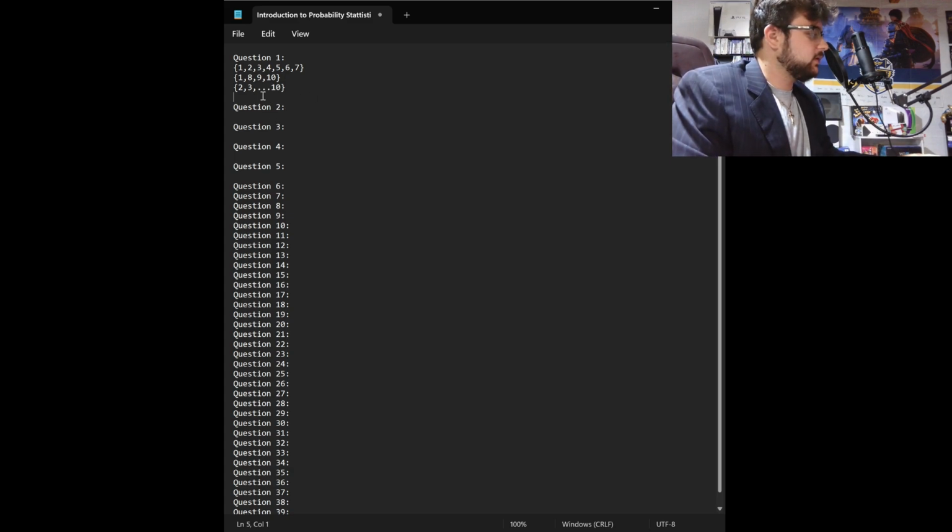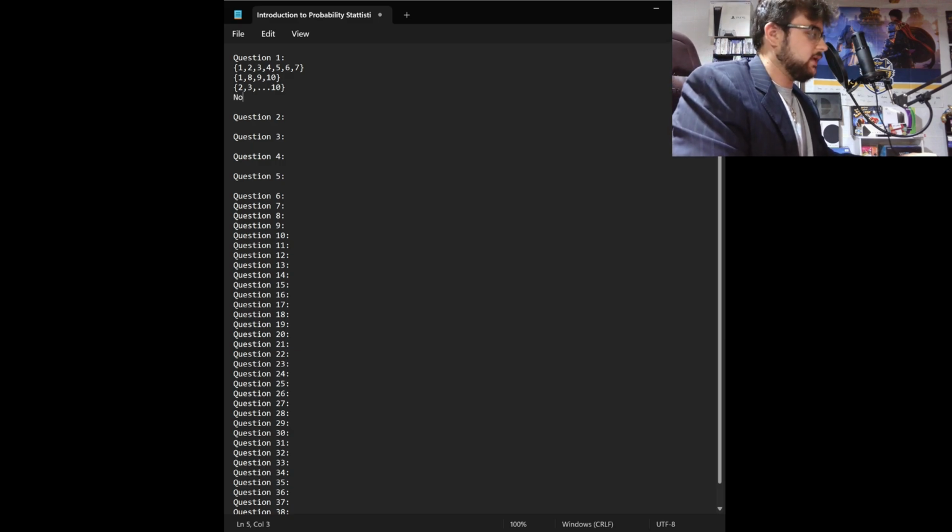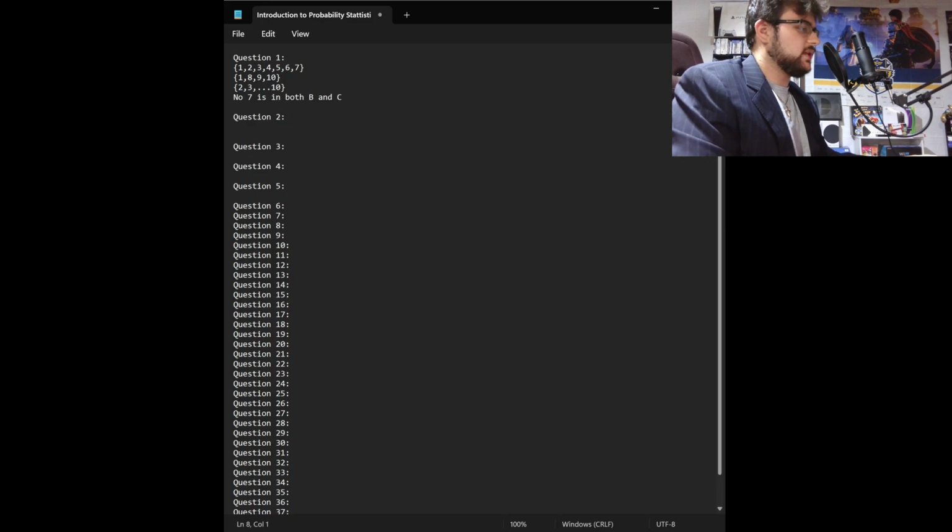So there you go. D is: do A, B, C form a partition of S? That is a no, and it is because 7 is in both B and C. I believe 2, 3 is a partition of A, so there's two reasons that that is a no.